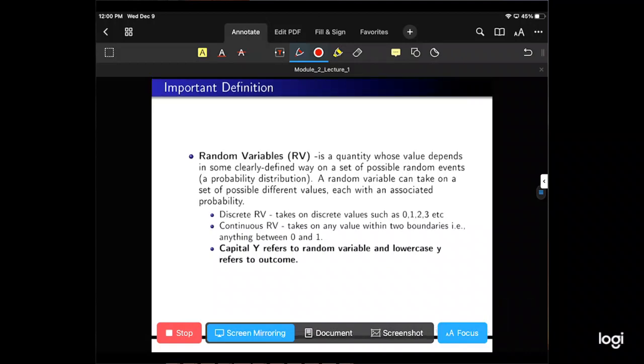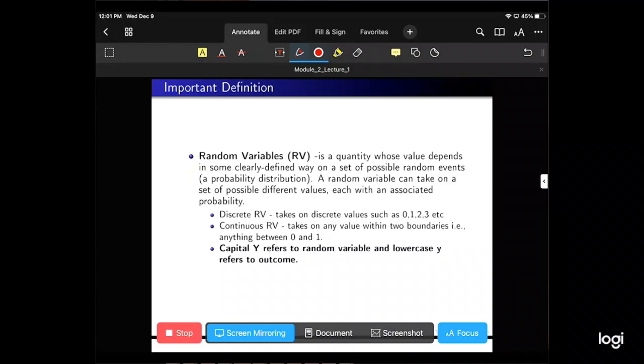A really important definition for this course, random variable. We will talk about random variables a lot. It's a quantity whose value depends in some clearly defined way on a set of possible random events, which is defined by a probability distribution. A random variable can take on a set of possible different values, each with an associated probability. So that's the probability distribution.